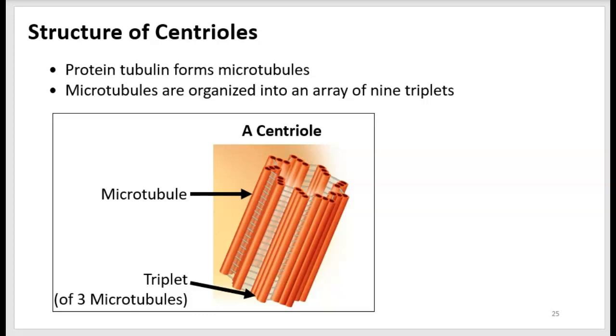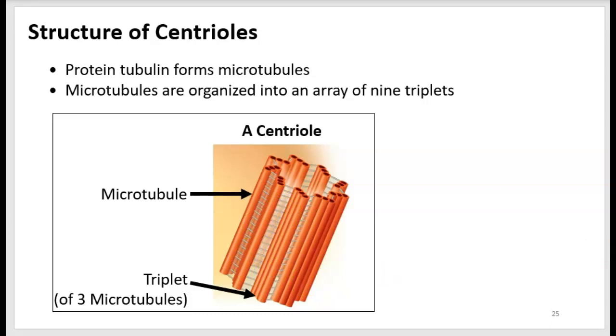So centrioles are paired. There's always two, but this picture shows one. They're made up of a protein called tubulin that aggregates to form these long tubes. The tubes are called microtubules, I guess, because they're small. And in centrioles, there are three microtubules adhered together, and we call that a triplet. In centrioles, there are 9 triplets every time, always. And there's some other proteins that keep them all held together.